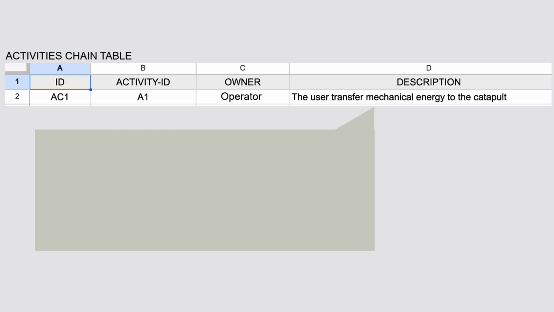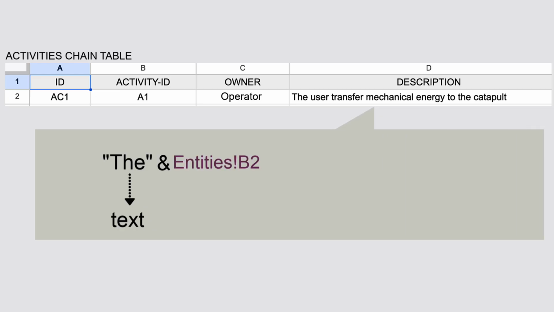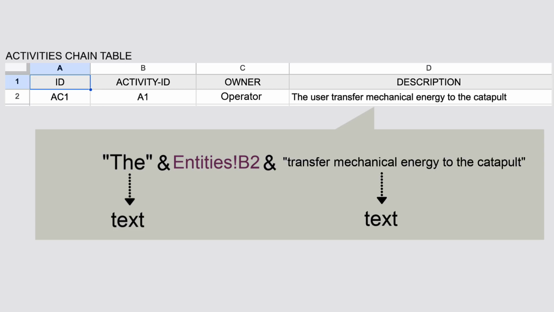So, if we add it into the spreadsheet function, first we add the word "the" as a text, then we add ampersand, then we add our formula that is Entities, B2, then we add text again, "transfer mechanical energy to the catapult". Do not forget to add the operator equal at the beginning to indicate that this is a spreadsheet formula. If we press enter, then now we have a sentence with a word that refers to the entry B2.